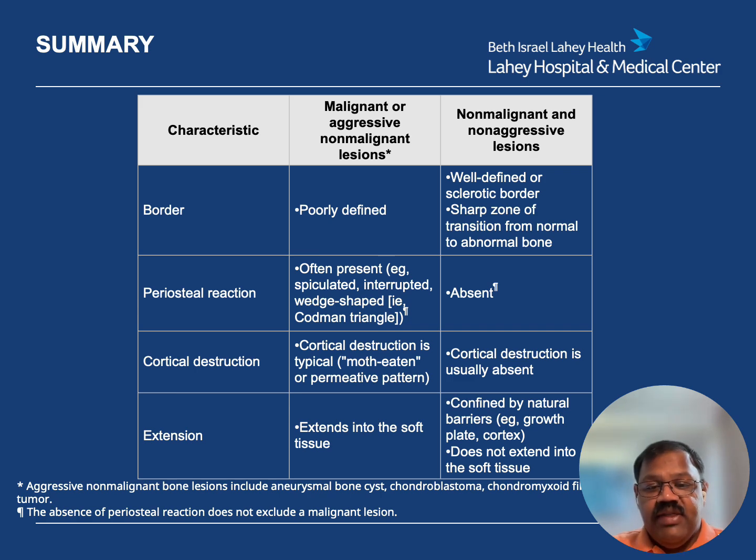And lastly, soft tissue extension, again, for the reasons that we described above, malignant or aggressive tumors can really produce soft tissue masses because they rapidly grow out through the haversian systems and essentially lead to unabated tumor growth outside of the bone. That can then cause elevation of the periosteum. And that's really a hallmark of malignant tumors, whereas usually benign tumors really are confined by the natural barriers of the bone, like either growth plates or cortical bone, and they do not extend into the soft tissues.